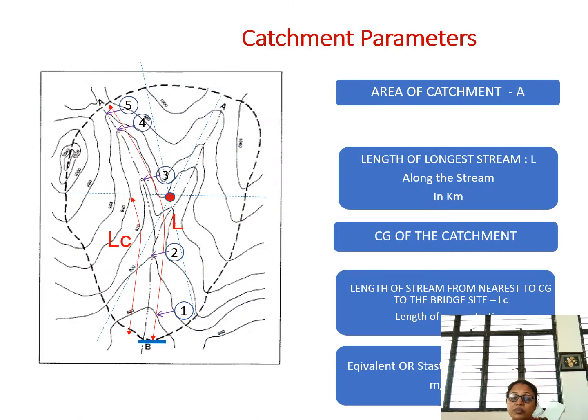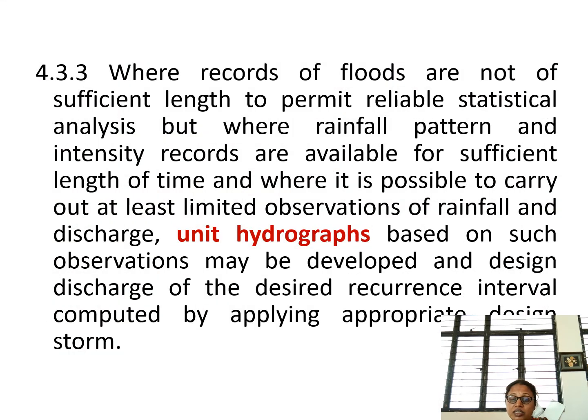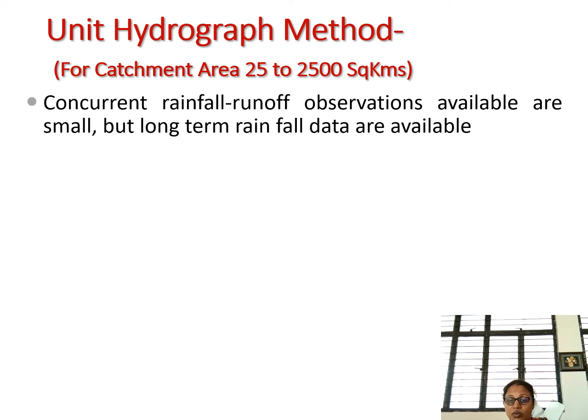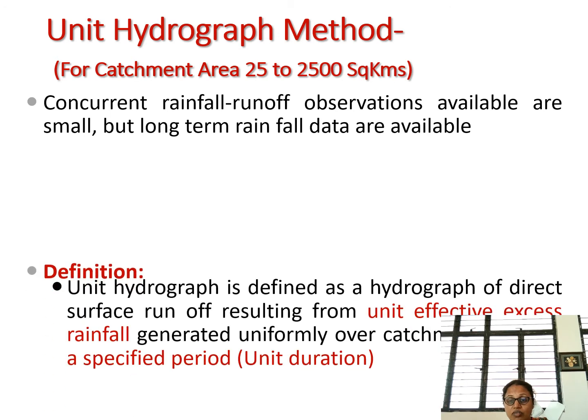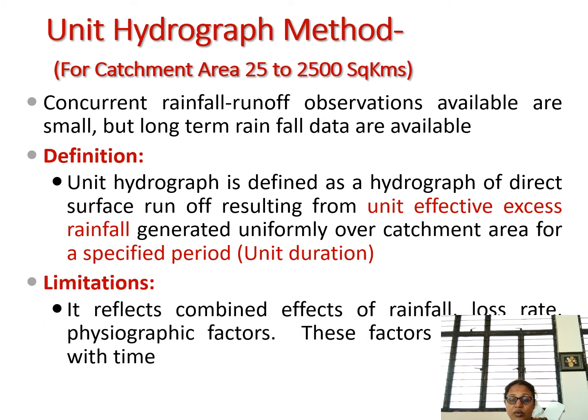So your catchment area determines the amount and the type of the bridge and the different design parameters that have to be considered. So we have to have the zonal reports depending upon the latitudes, the longitudes and the meteorological subzones, the hydrological data; all these things have to be calculated. And depending upon this data, we can use the unit hydrograph method, which depends upon the concurrent rainfall data and runoff observations, and a graph is prepared, and we will find out the discharge using this unit hydrograph method.